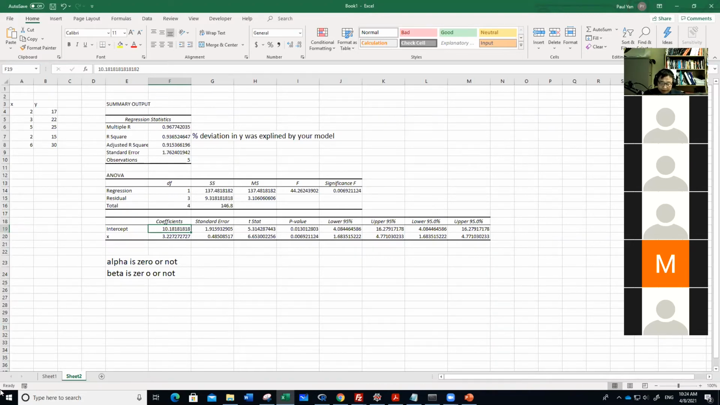The first method, I call it the range. If you look here, if 0 is inside this 95% confidence interval, then the answer is yes, the intercept alpha is 0.